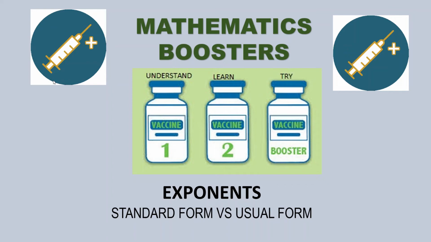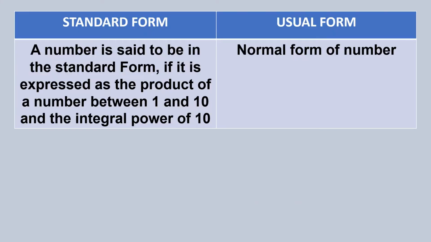In this video we will find out the difference between standard form and usual form. So what is standard form? A number is said to be in standard form if it is expressed as the product of a number between 1 and 10 and the integral power of 10.